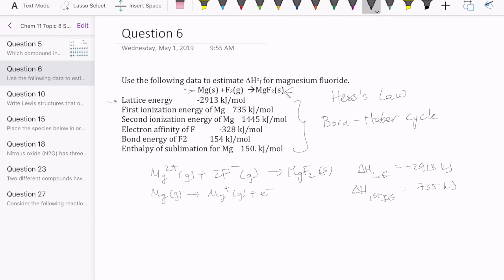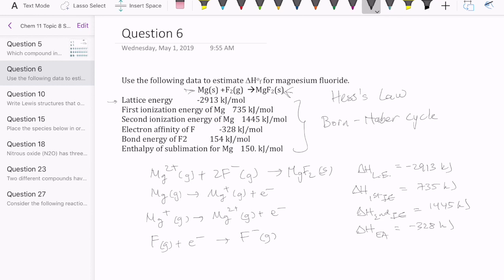And then the second ionization energy follows right after, and that one is just going to be Mg plus, now taking out another electron, so it becomes Mg 2 plus plus an electron. This is the second IE, and that's 1445 kilojoules. Now another reaction that's given is the electron affinity of F. Electron affinity refers to a reaction where something gains an electron. So in this case, F is gaining an electron, forming F minus, all of these in the gas phase. This delta H is the delta H of the electron affinity, and that's negative 328 kilojoules.